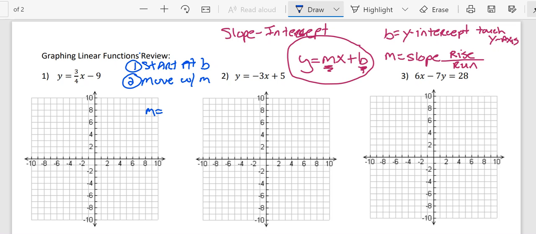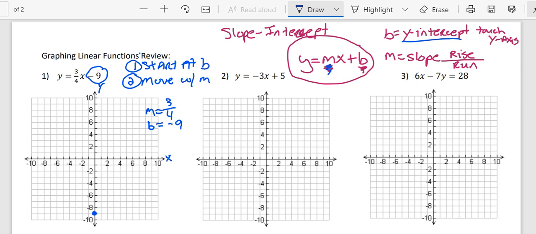For this one, m is 3/4 because it's always the coefficient of x, and b is -9. You have to take that sign with it. So again, b is where we start. What I told you from the beginning is that b is the y-intercept, so it's where it touches the y-axis. So I know that this line is going to touch the y-axis, this is y, this is x, at -9. That's going to be my starting point. I always start at b.